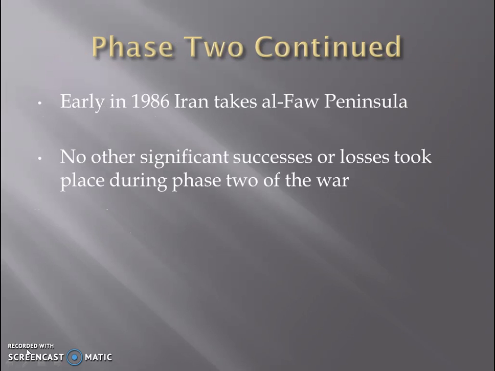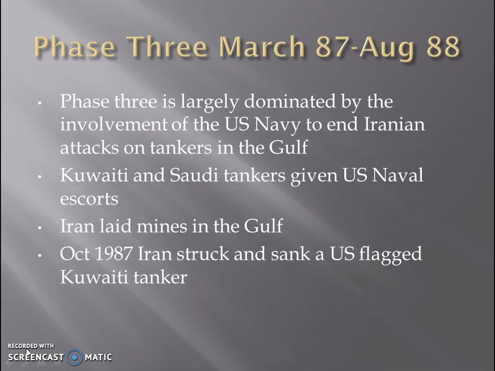And as Phase 2 continues, the Iranian offensive continues, and Iran gets a very notable, very significant victory in that they were able to take the Al-Faw Peninsula. This is the very southernmost part of Iraq, where Iraqi territory extends into the Persian Gulf. So this largely cut off their access to the Gulf, and was a debilitating blow to the Iraqi military. But during the entire 5 years of Phase 2 of this war, there was no other significant territory won or lost by either side.